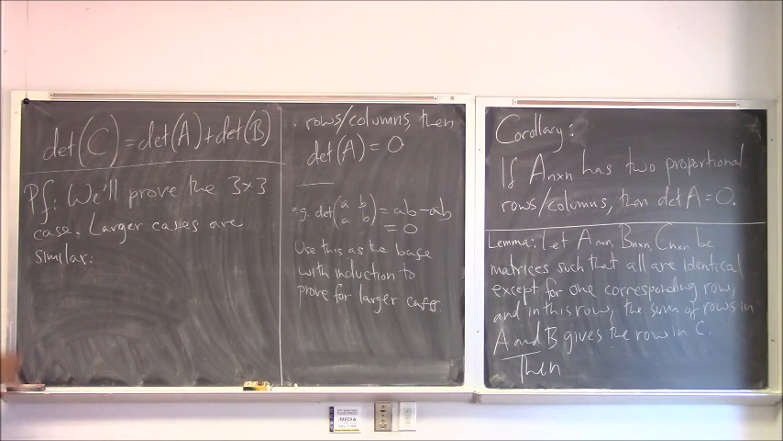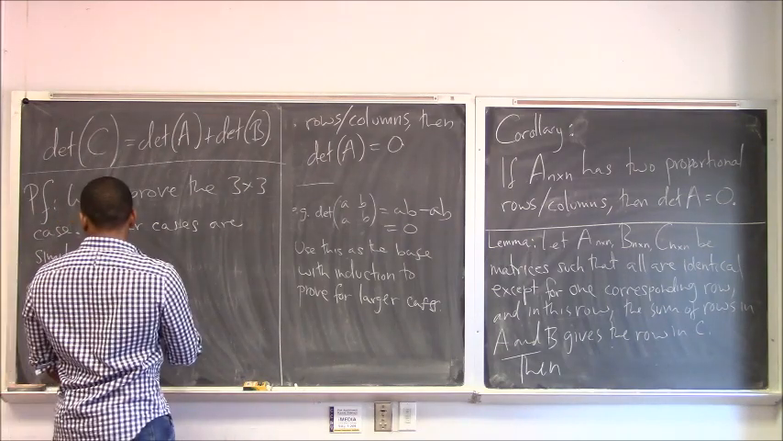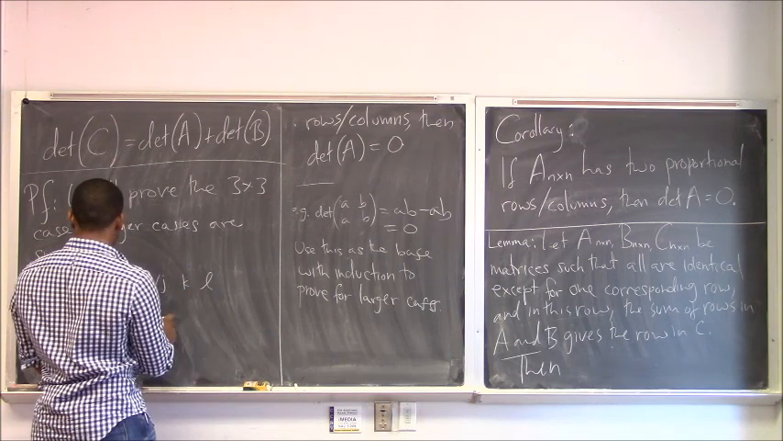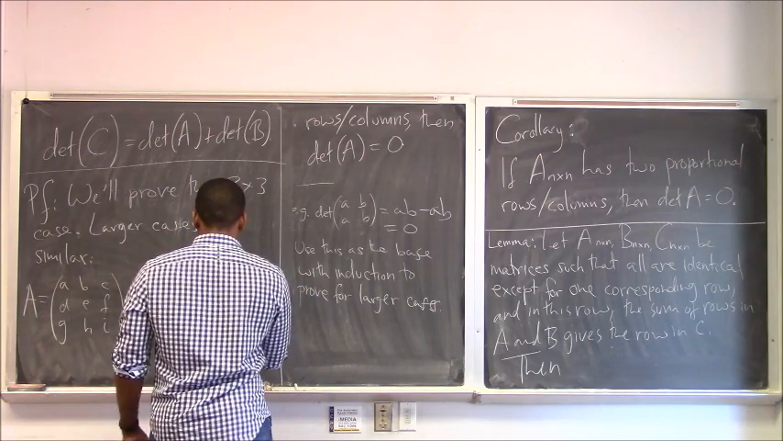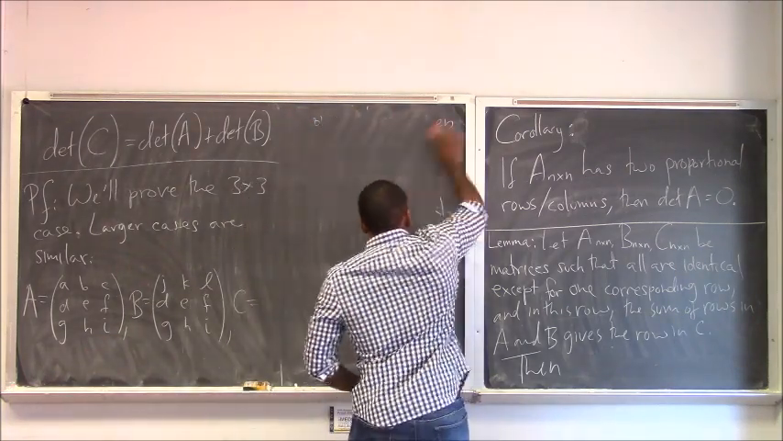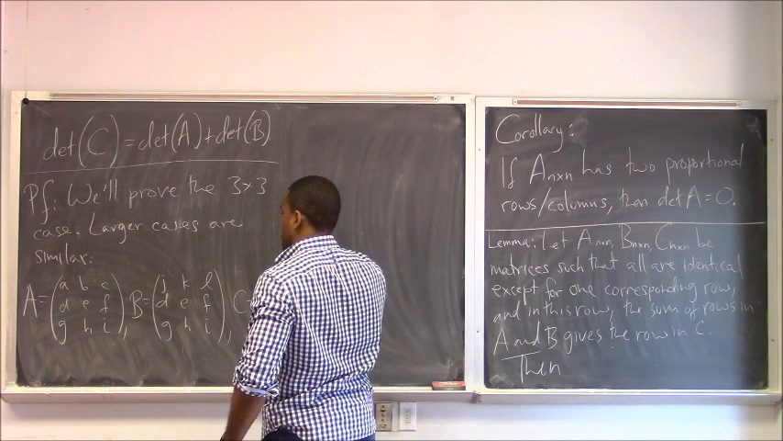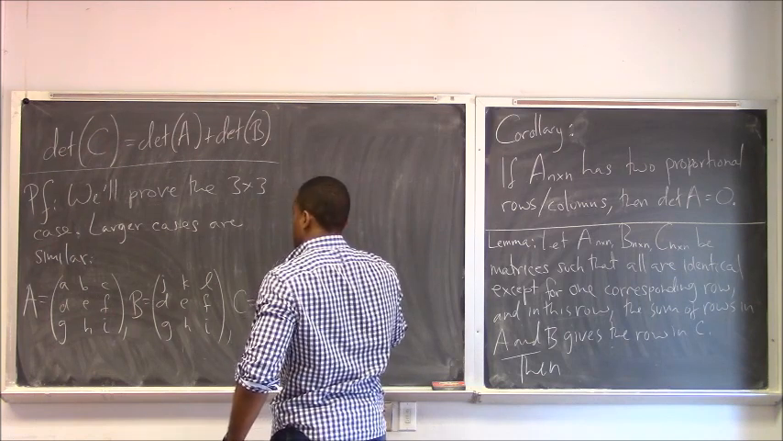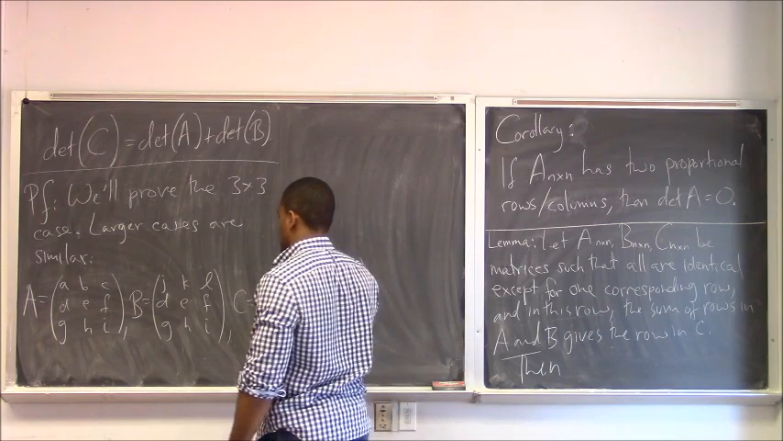Okay? So let's say A is the matrix with rows A, B, C; D, E, F; G, H, I. B is the matrix with rows J, K, L; D, E, F; G, H, I. And C is, of course, this matrix: A plus J, B plus K, and C plus L. But it's the same everywhere else: D, E, F, and G, H, I.